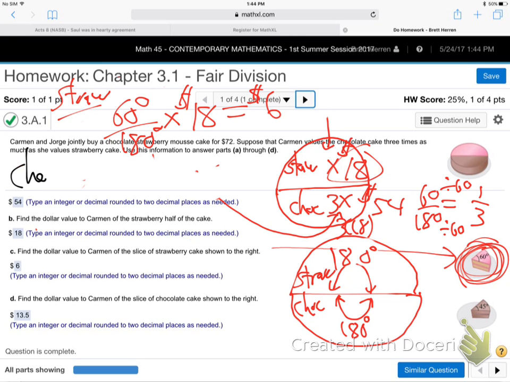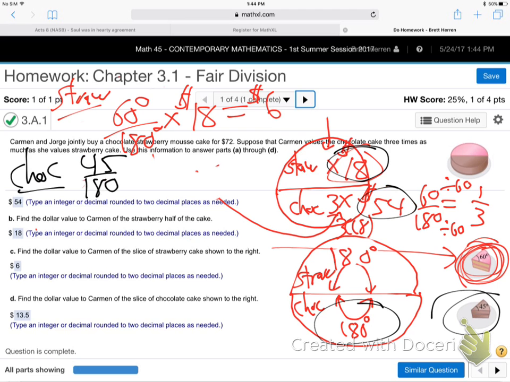So we're going to do the same thing. Part D, it's a 45-degree chocolate piece. So how big is the whole chocolate? 180. So you take the part. Part always means part over whole. So it's going to be 45 over 180, isn't it? Times the value of the chocolate. What's the value of the chocolate? 54, isn't it? The chocolate half is worth 54. So it'd be 45 over 180 times 54. And that gives you 13.5.